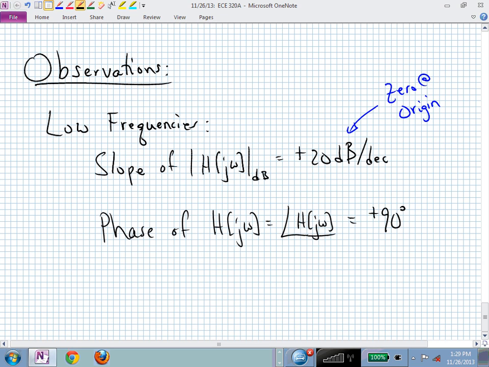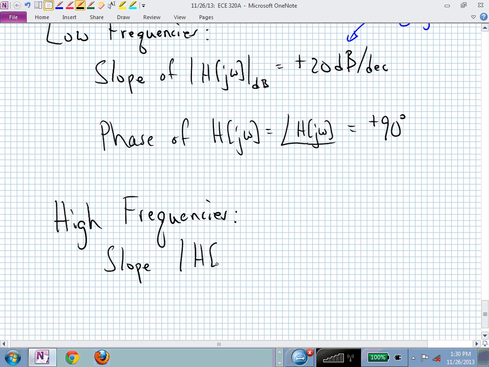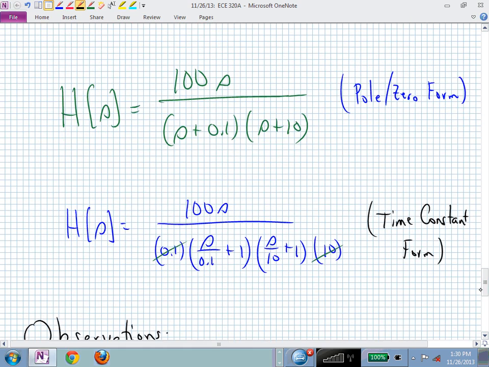That's your phase. If I now said, what's the behavior of this system at high frequencies? Again, these are ways that you could quickly check your Bode plot to see if you're even close. What's the slope of the magnitude at high frequencies? Can you tell me? By just looking at the transfer function, can you tell me what the slope is going to be at high frequencies? Negative 20 dB per decade. Where did that come from?